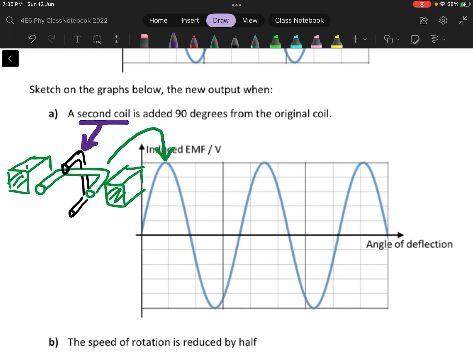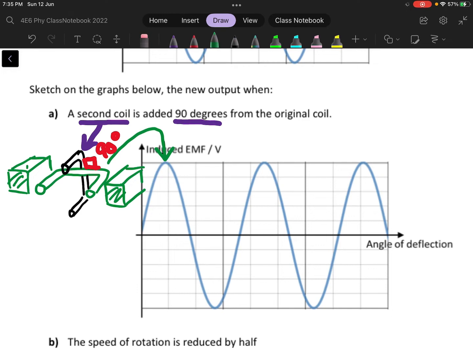So here you can see that this new coil that you have added is 90 degrees away from the original coil. So what do they mean by 90 degrees? It refers to this. So this is what they call 90 degrees from the original coil, right? This is the 90 degrees. Well, so what to do?